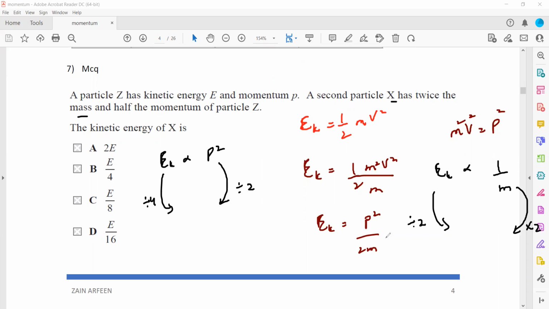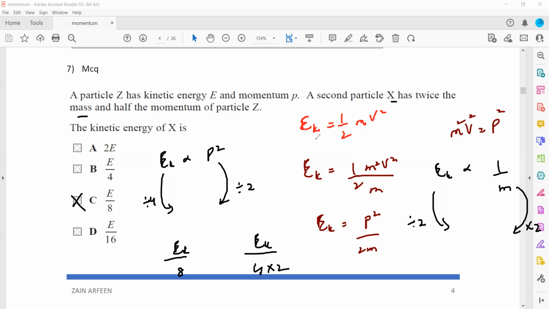So what is the overall change in the kinetic energy, EK? Due to the change in the momentum, it decreases by 4, and due to the change in mass, it decreases by 2. So what is the overall change? It will be EK by 8. That's why option C is the right answer.